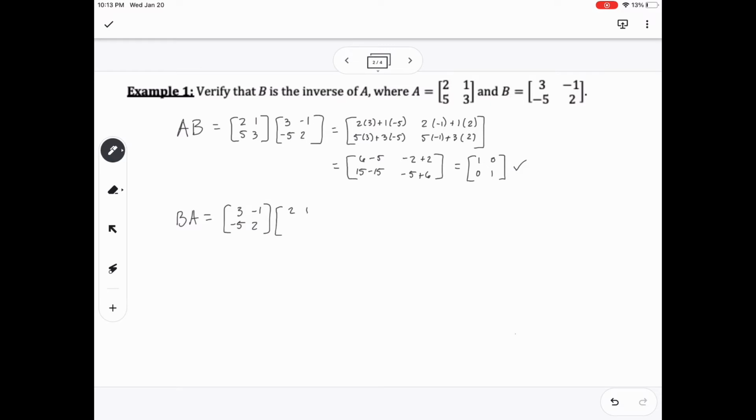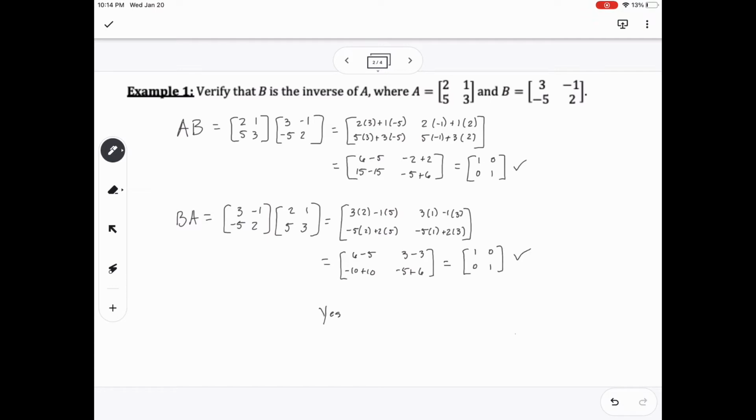Then doing it the other way gives me the following matrix. B times A also results in the identity matrix, so therefore these are inverses of each other.